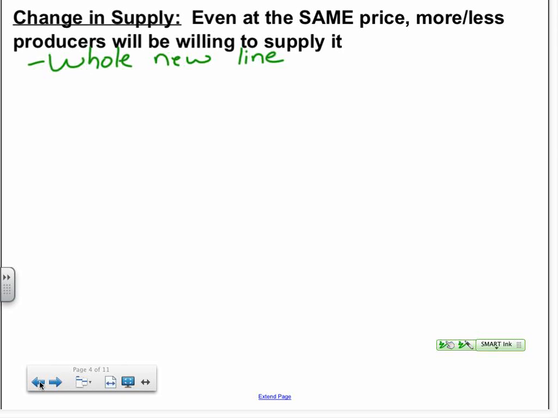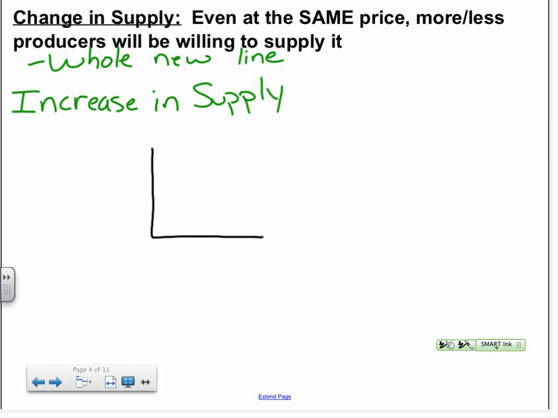Okay, so let's first go over what an increase in supply looks like. Increase in supply. What does that look like? All right, so draw out your basic supply curve. You've got your y-axis, your x-axis, price, quantity, supply curve goes up. We're going to label that S1. Increase in supply means that even at the same price, more people will be willing to supply it. And what that looks like, where your S2 is going to go, is to the right. It is a rightward shift.